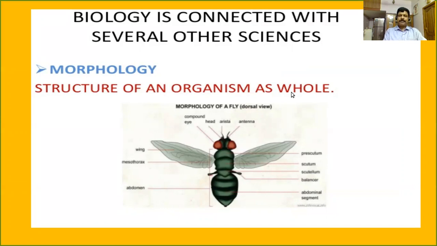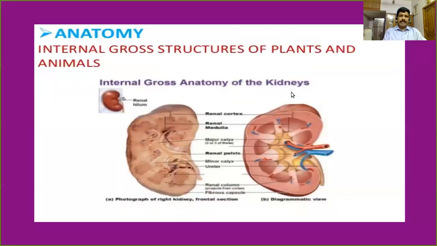So clear? The second one is anatomy. Anatomy is the study of internal structure of organisms, the internal gross structure of plants and animals. This is the diagrammatic representation showing the anatomy of the human kidney. I hope you have learned the concept in lower classes.